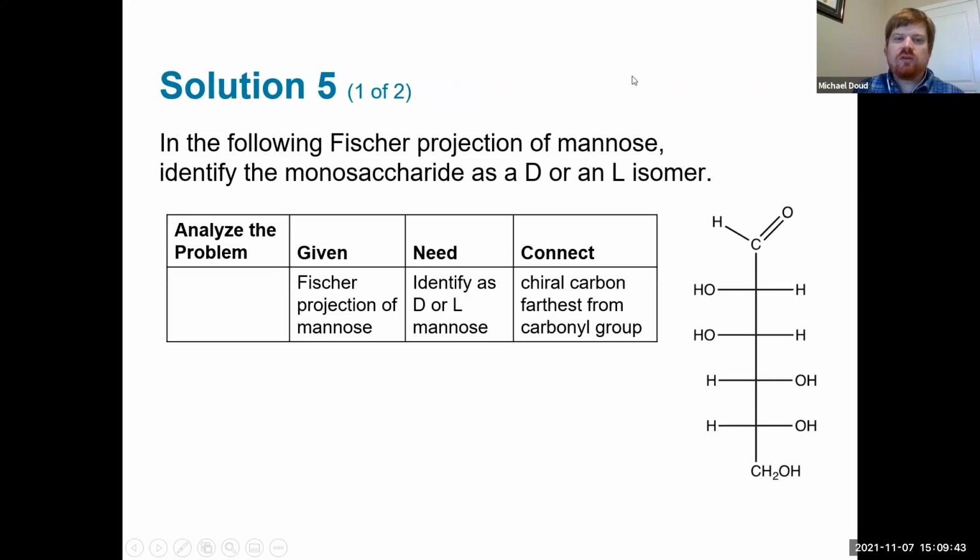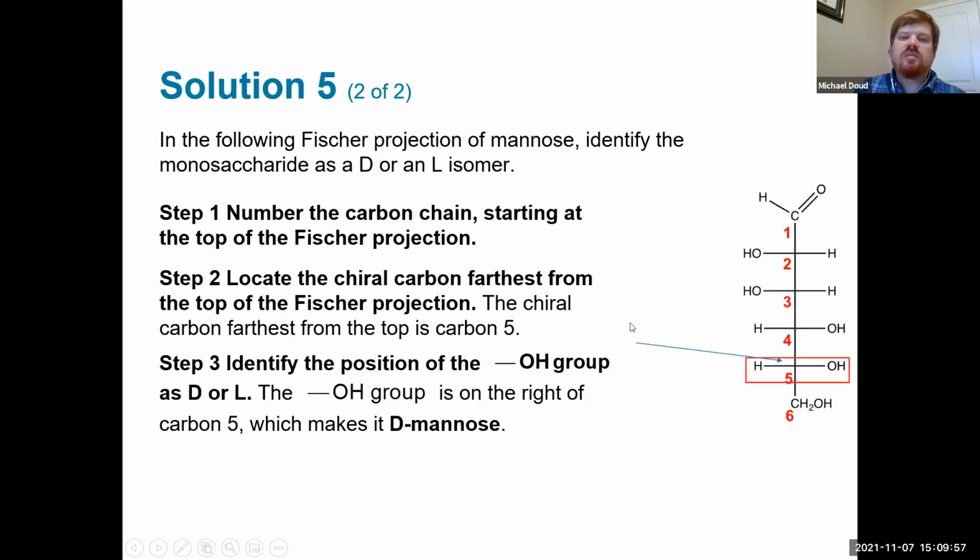Okay, well, again, all you have to do from the Fischer projection is go to the chiral carbon that's the farthest away from the aldehyde in this case. So that's all the way down here. And then you look at the hydroxyl group, it's on the right. That means it's going to be a D isomer. So we would call this D mannose.